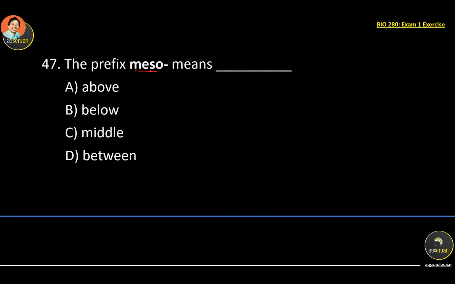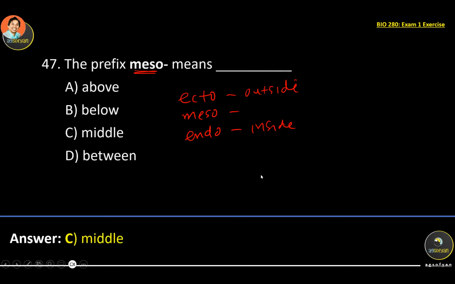The prefix meso. So you have ecto, meso, endo. This is outside, this is inside. So what does meso mean? In between, which is middle. Mesoderm is the middle layer.